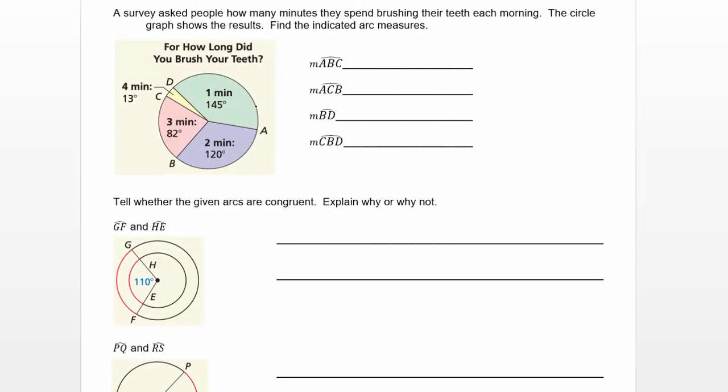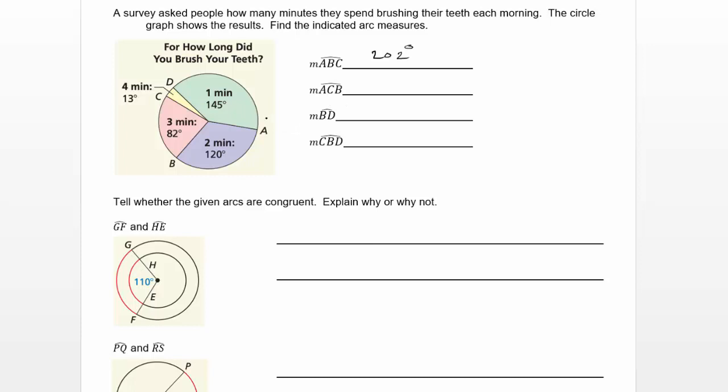Here's a circle, a pie chart. Let's find some arc measures here. This should not take us very long. ABC: start at A, go to B, end at C. 120 plus 82 is 202 degrees.